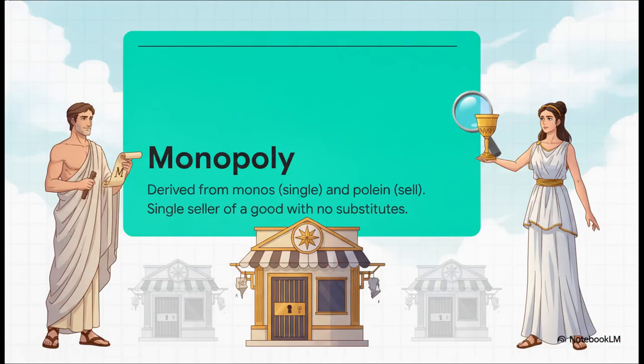All right, let's strip all of that intense competition away and swing the pendulum to the exact opposite end of the spectrum. The word itself is derived from the Greek monos, for single, and polein, to sell. And a monopoly is quite literally just that. A single seller of a good or service with absolutely no close substitutes. It is, by definition, a market of one.